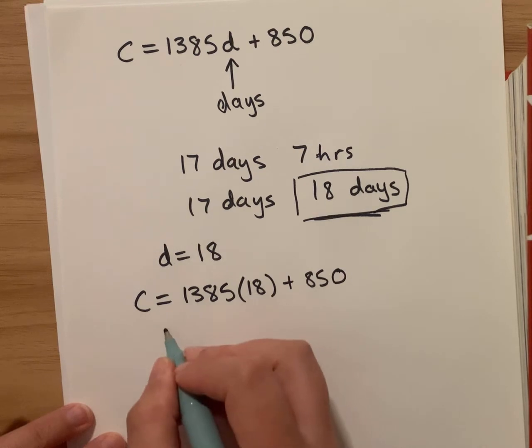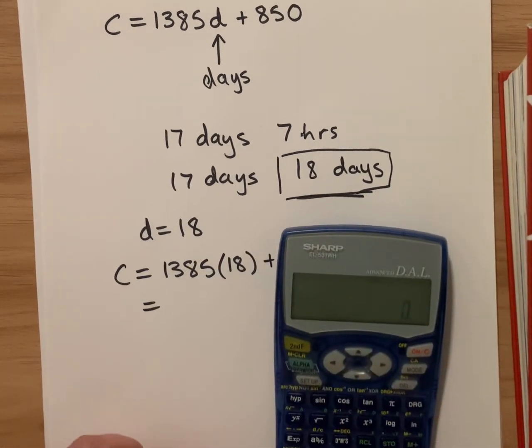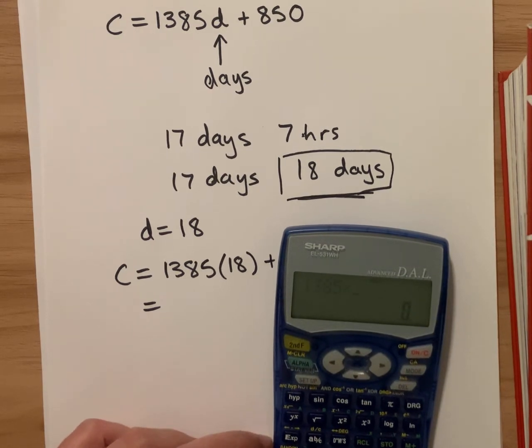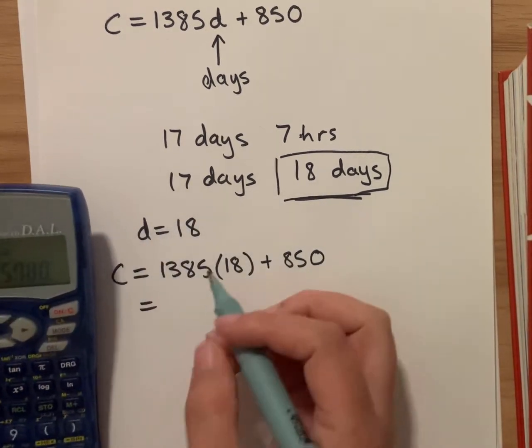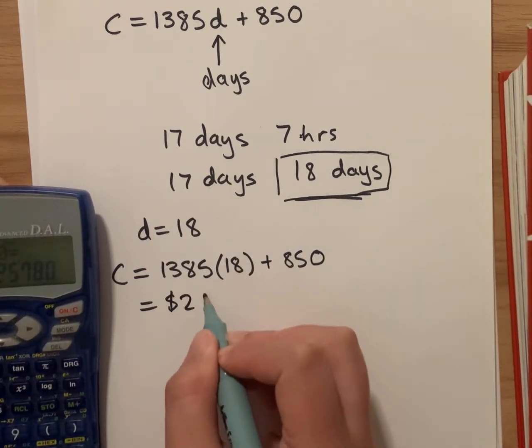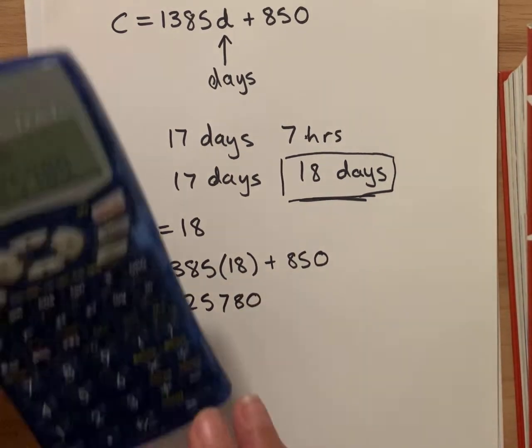All right, so the cost, we just need to evaluate everything over here. So we can use a calculator for that. 1,385 times 18 plus that fixed cost of 850. Okay, so our answer is 25,780. So be careful, pay attention to the question here, all right?